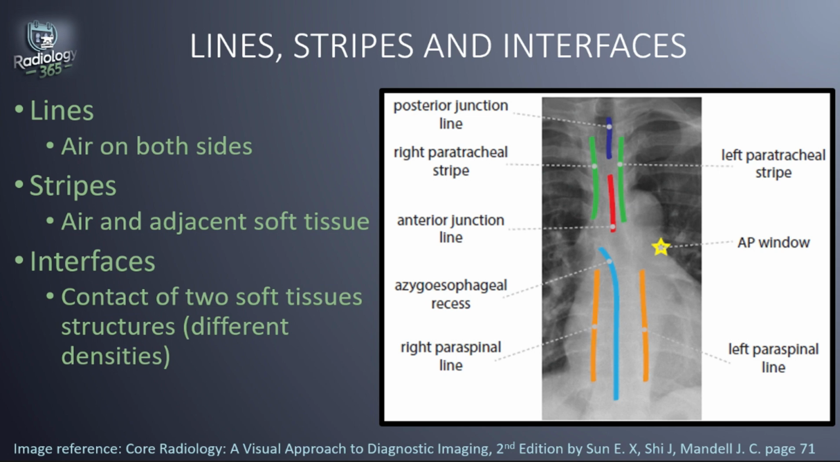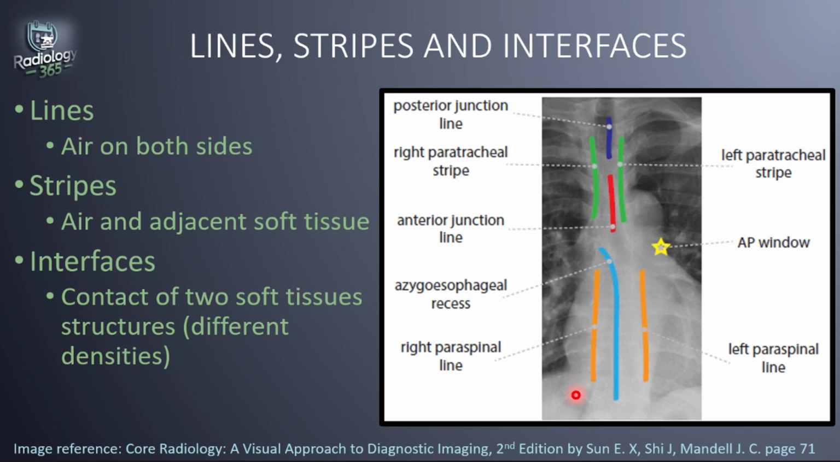The posterior tracheal stripe or tracheoesophageal stripe is only seen on a lateral radiograph, not on a frontal radiograph. And that represents the interface of the posterior wall of the trachea with the 2 pleural layers of the medial right lung. Then we have the right and left paraspinal lines, these orange lines here.